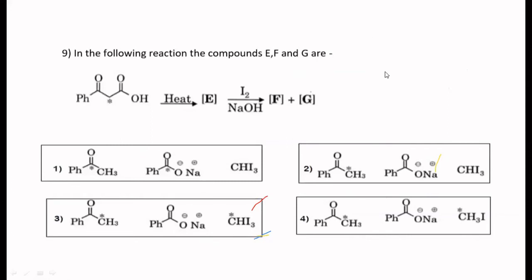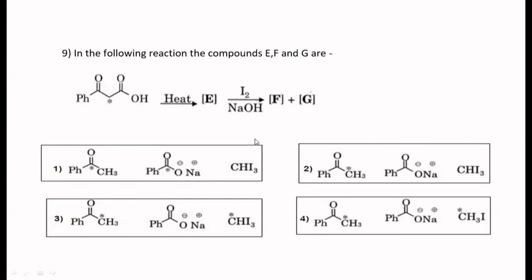This question is also a concept-based question. In the following reaction, compounds E, F, G are respectively. You are heating this. Okay? What exactly happens? This is the alpha carbon. It is a beta keto acid. At the beta position, you have got an electron withdrawing group. So therefore, such acids are unstable acids. Okay, good.